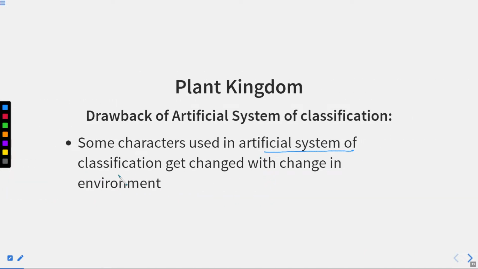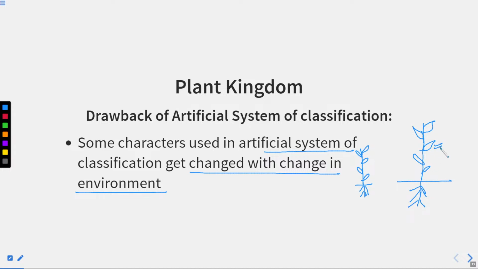Some characters used in the artificial system of classification get changed with the change in the environment. For example, if a particular plant is growing at one place, right, and it is not getting proper nutrients, it will have a small leaf structure, small leaves. And if it is grown in an environment which has a good nutrient supply from the soil and good water supply, then what will happen? They will have proper growth of the roots, they will have a proper leaf structure, large leaf structure, right? So if we are just considering the leaf structure for the classification, then this is not going to work out, right? So some characters used in this artificial system of classification get changed with the change in the environment, and if we consider that particular character as the basis for classification, then that will not work out.